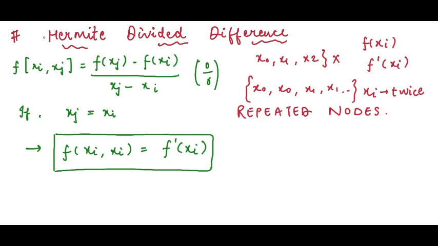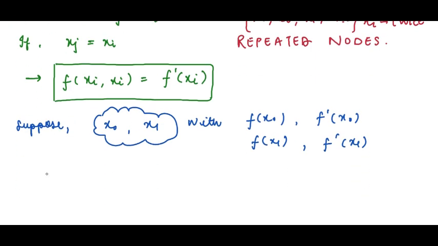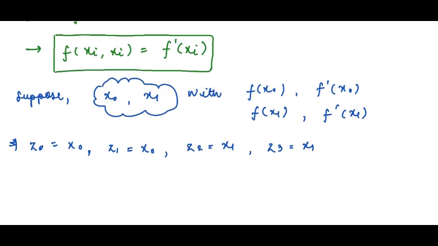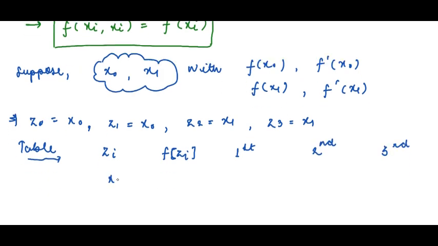So suppose we have 2 points, x0 and x1, with the function value at x0 and f dash x0, and f x1 and f dash x1. So our repeated nodes become z0 equals x0, z1 equals x0, z2 equals x1 and z3 again equals x1. So the table is structured as follows. We get zi, function at zi, first divided difference, second divided difference and the third divided difference.